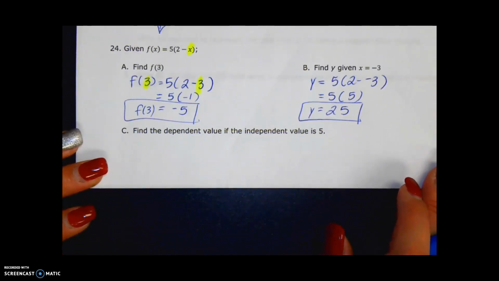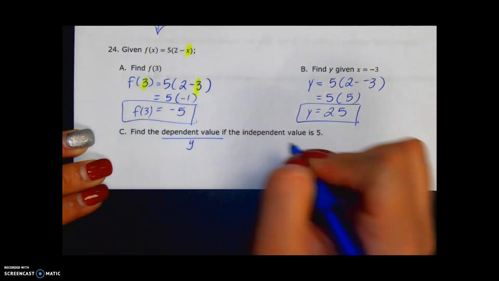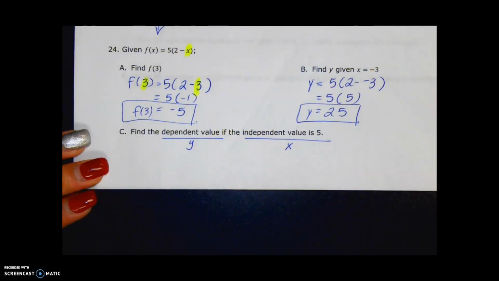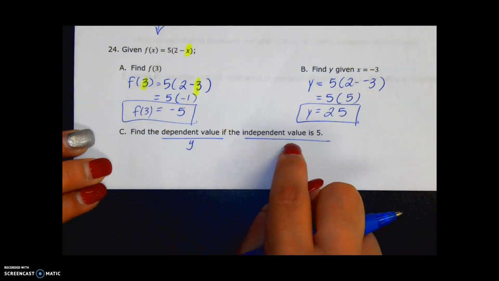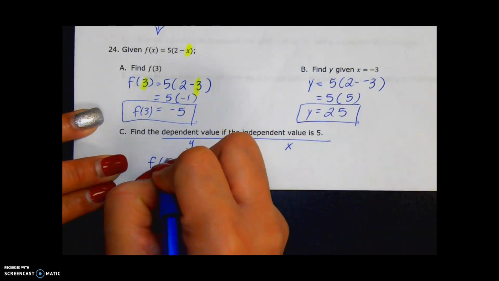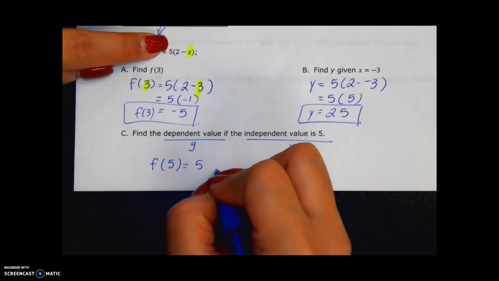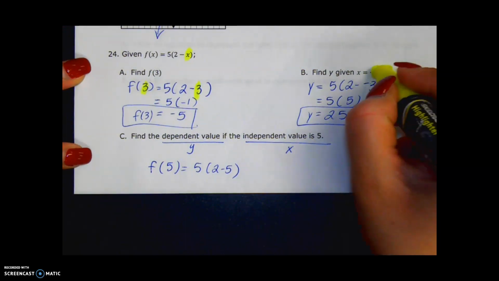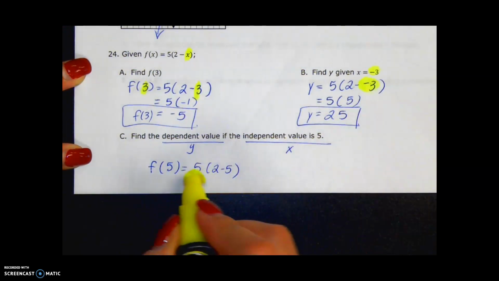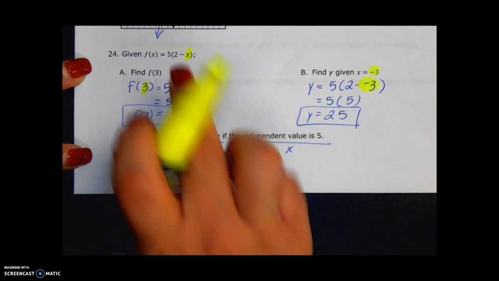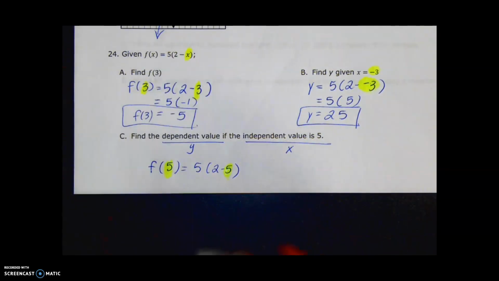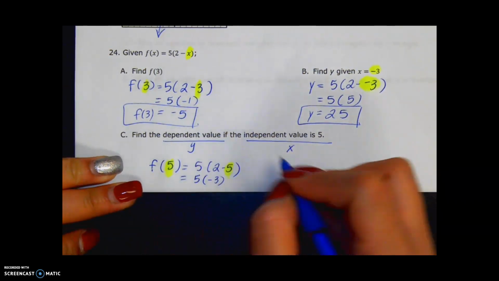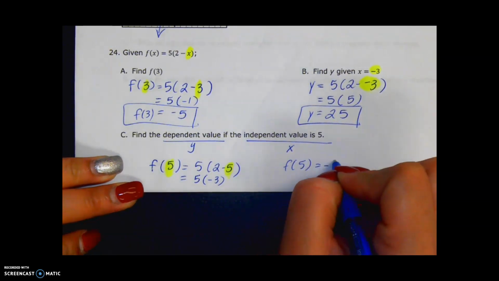All right, find the dependent value. Remember, that's just the y value if the independent value is 5. So same kind of thing. I need to find y if x is equal to 5. So I'll do f of 5 equals 5 times 2 minus 5. All I'm doing is plugging in whatever number they're telling me to plug in to our function. I'm plugging in a 5 where there was an x, okay? That's all I'm doing. 2 minus 5, that's negative 3. So f of 5 is going to be negative 15.